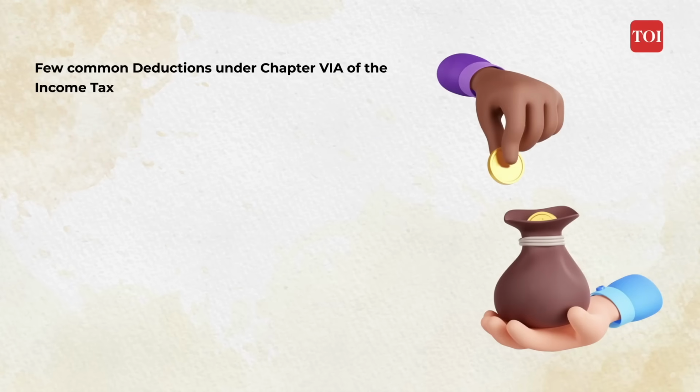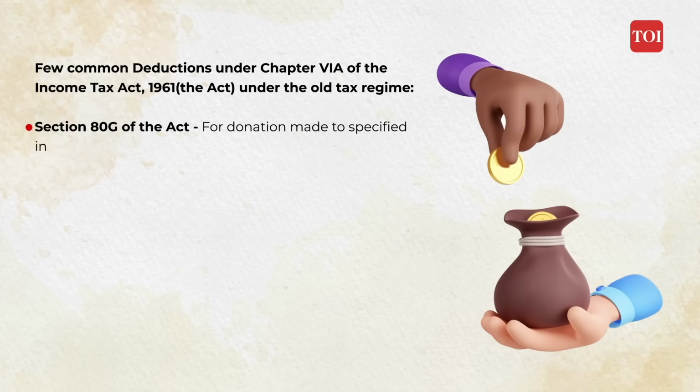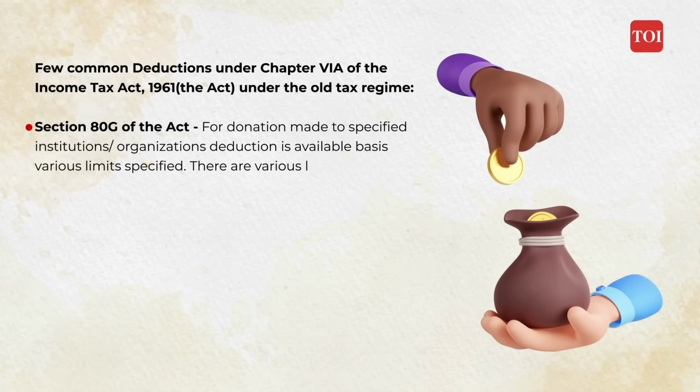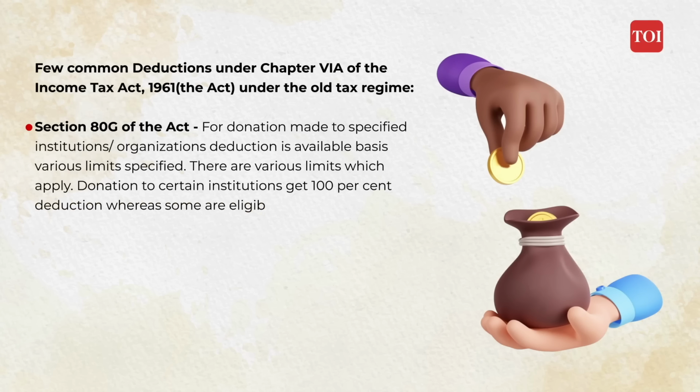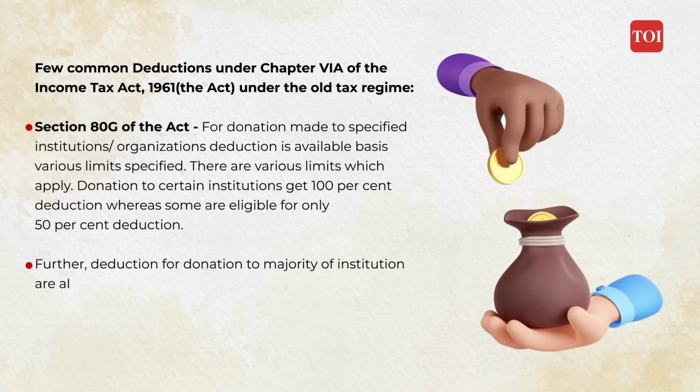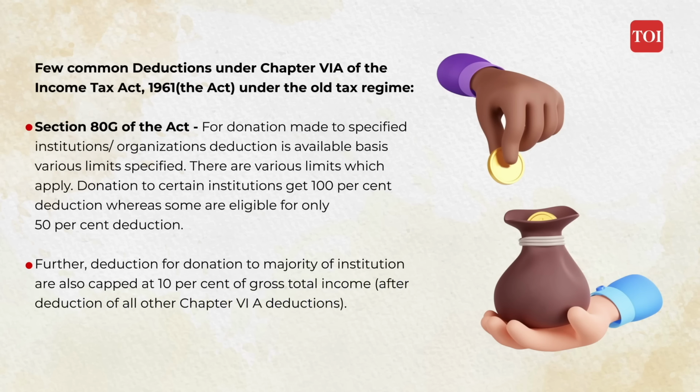Some of us are also making donations towards certain charitable institutions. There is a Section 80G, which is a prescribed section for benefits given for donations. Again, it's subject to certain thresholds. Certain donations qualify for 100% deduction. Some are capped at 50%, subject to limits on gross total income, so on and so forth.